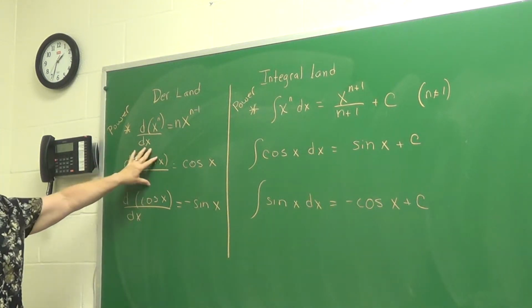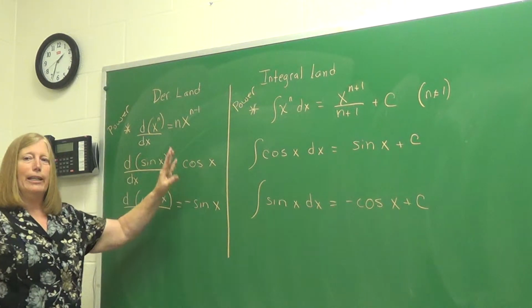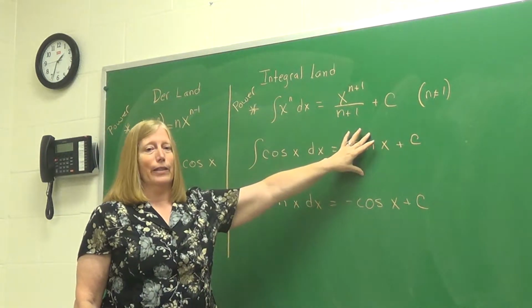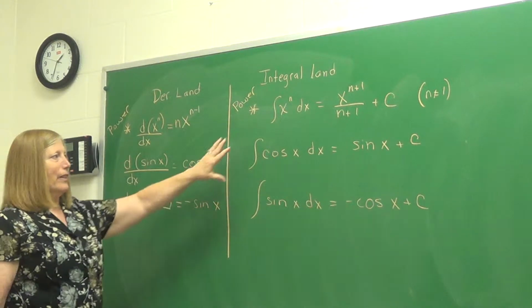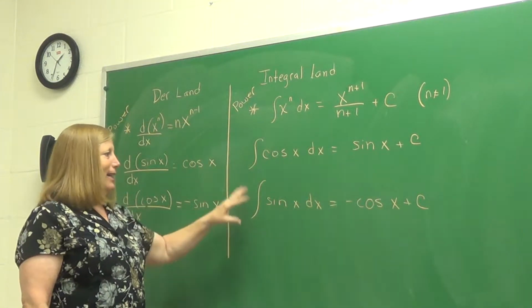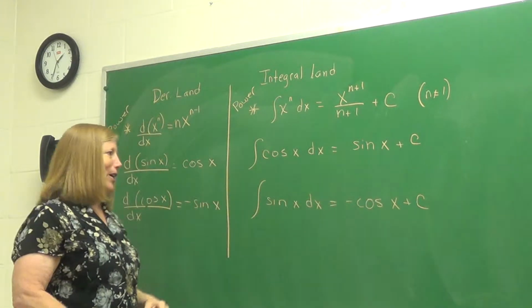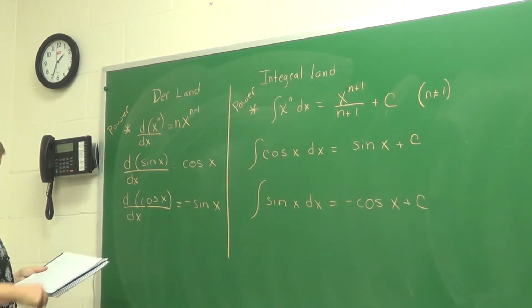The derivative of sine was cosine, the derivative of cosine was negative sine, but in integral land, the integral of cosine is positive sine. See over here, the derivative was negative. In integral land, it's positive. They work differently. And the integral of sine is negative. So you got to kind of recall that when we switch to integrals. So it's not always easy.